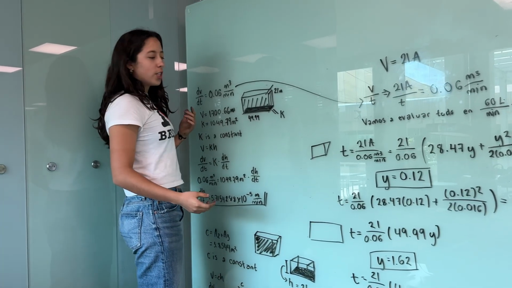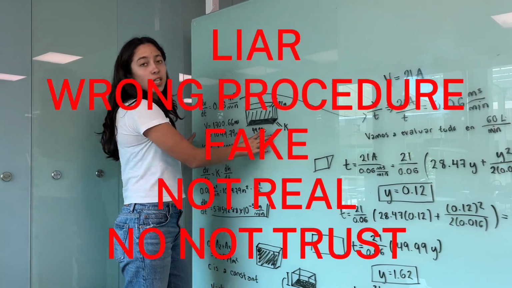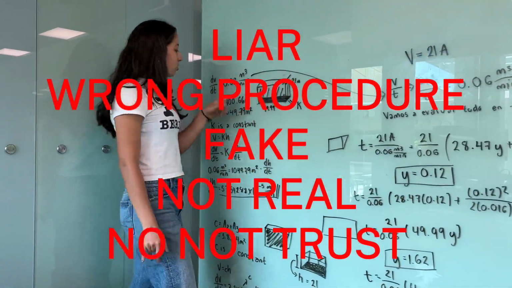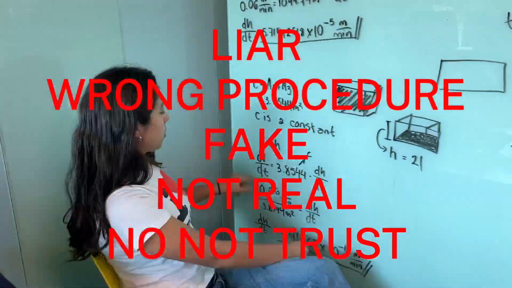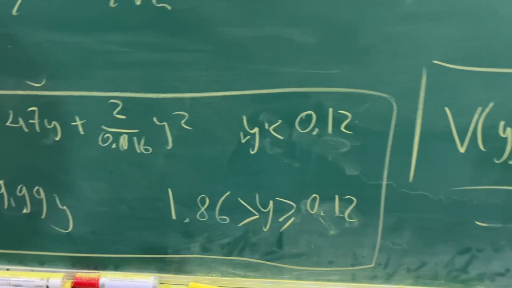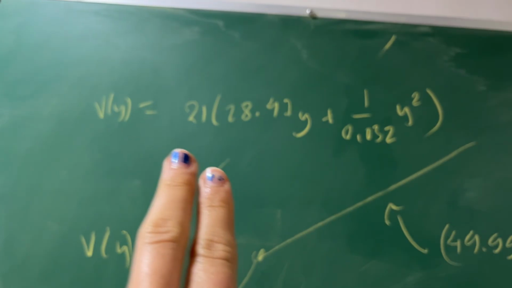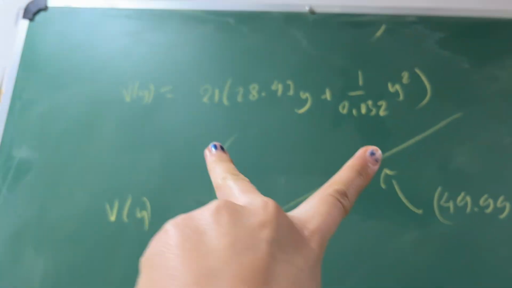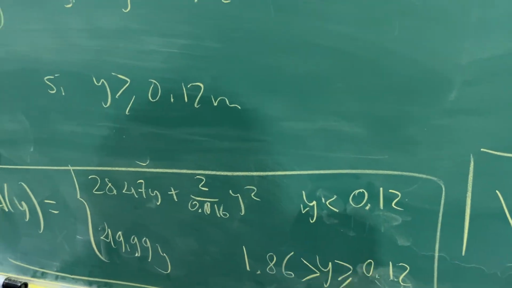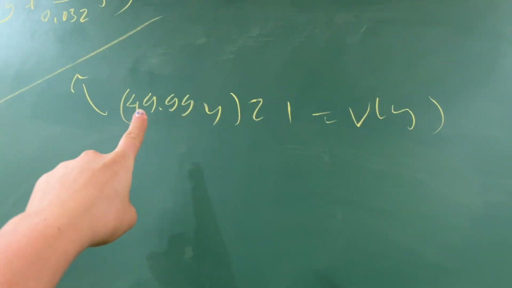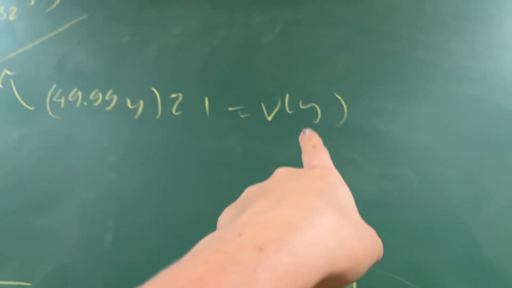We're gonna start with the rate of change. So we got our final volume equation, which is gonna be this. The area equation times 21 is gonna be equal to the volume. The first one of the piecewise function is when the value of y is less than 0.12. And then the other part of the piecewise function is 49.99 times y times 21, which is gonna be the formula of volume.